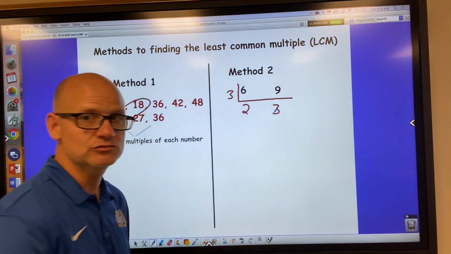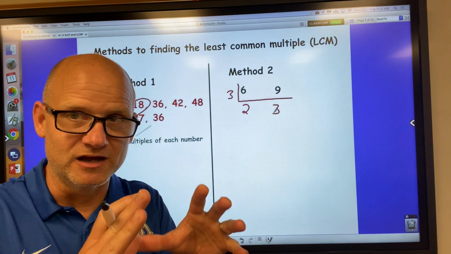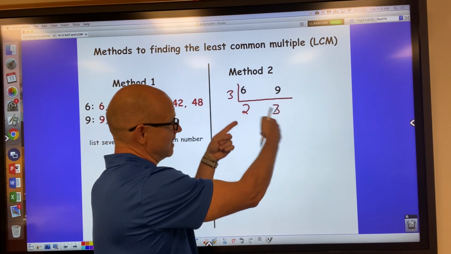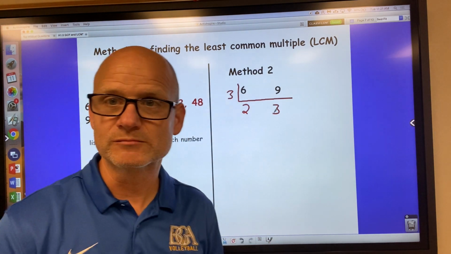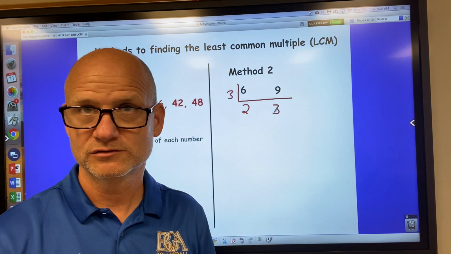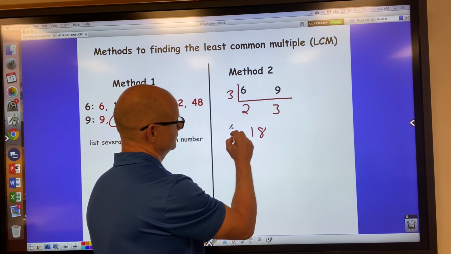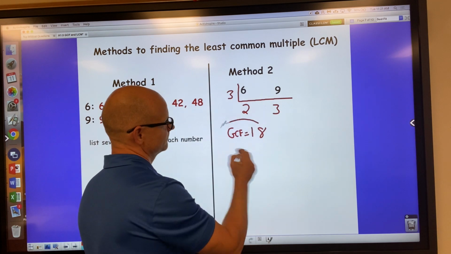And all you do is then multiply. Once you're done factoring, like you can no longer find a common pair of factors of these two digits, which I can't, then all you do is just multiply all of those factors. So 3 times 2 times 3 is 18. So again, the LCM is 18, okay?